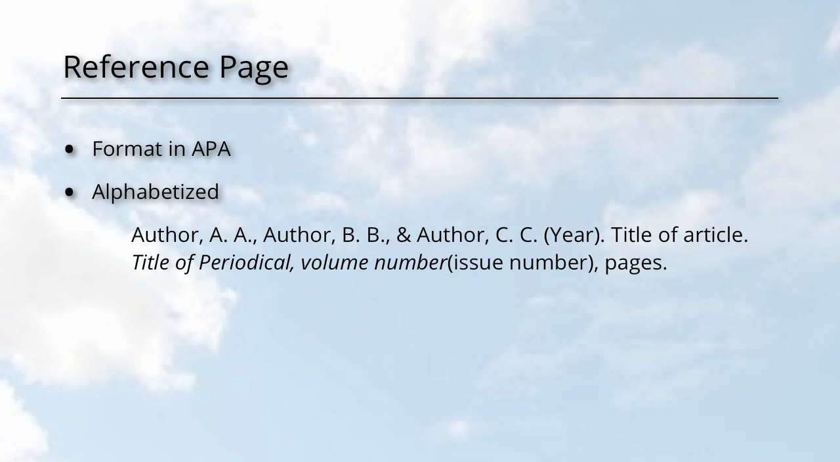Lastly, you'll have your reference page, and this is of course formatted in APA and alphabetized. Remember to double space the entire document. Your entire assignment should be double spaced. You're using section titles or section headings that are centered and in bold, and you're following the assignment guidelines. Make sure that you view the rubric that has been posted in Moodle as well.